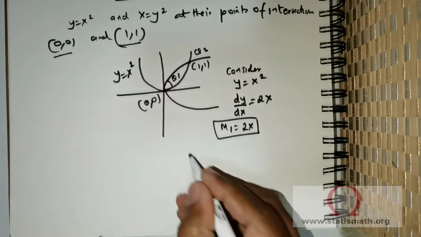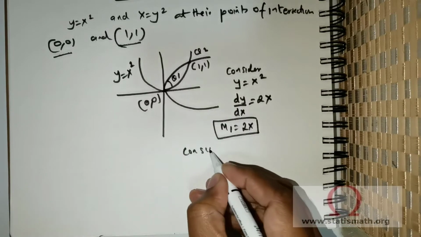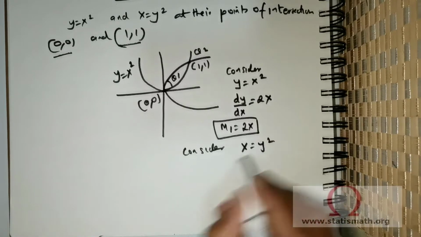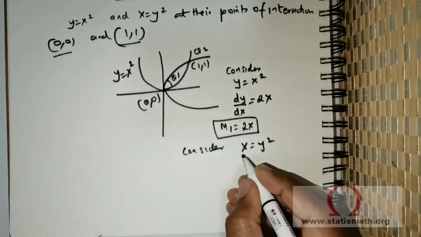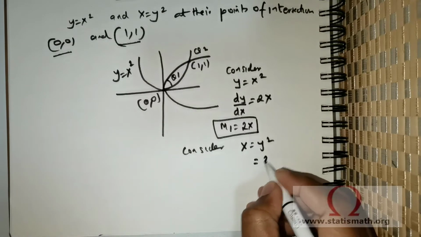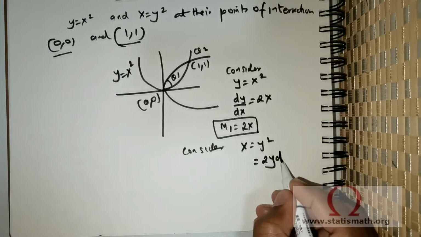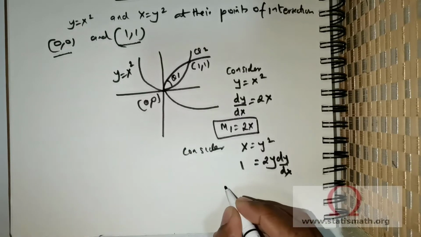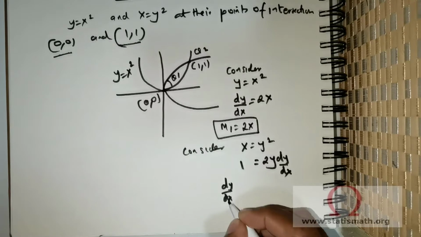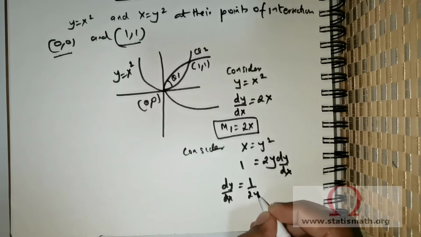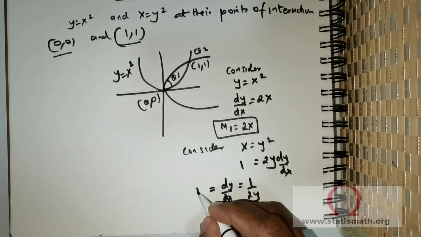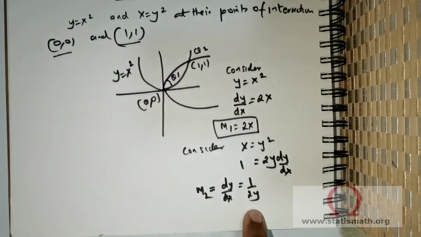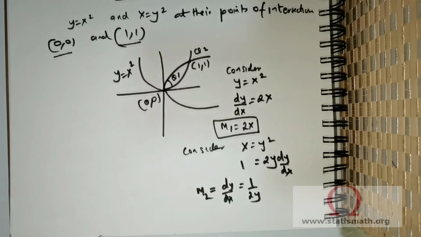Okay. Now, next step, consider the next curve, which is x is equal to y squared. Now we are expected to find dy over dx. Differentiating the right side, it's going to be 2 times y times dy over dx is equal to 1. If I were to rewrite this, dy over dx is equal to 1 over 2y. Now let me take this as m2. So my m2 is 1 over 2y and my m1 is 2x.